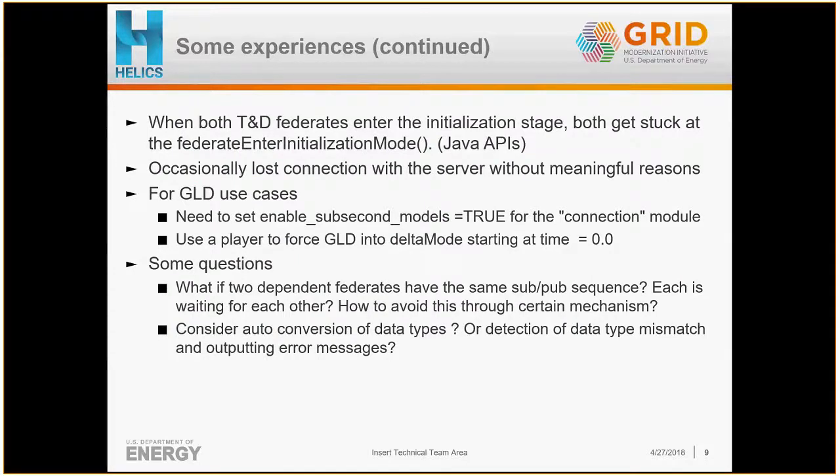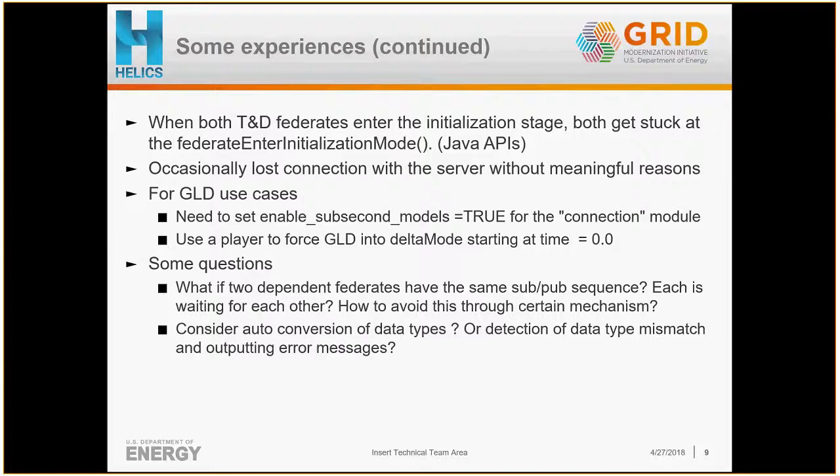In the initialization stage, if you have a use case that gets stuck, let me know. That shouldn't happen, particularly in the newest version. The lost server connections are often where it can't connect to the broker for some reason, like the port is already being used by another one. This happens a lot if you're starting and restarting the tests sometimes.